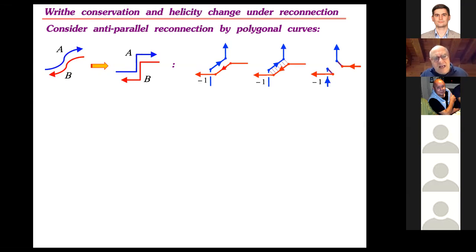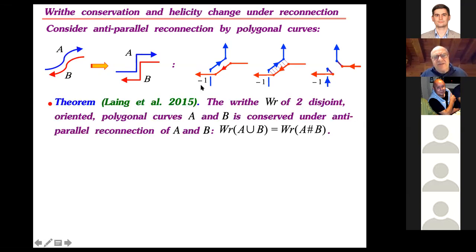So the local writhe helicity, the writhe during reconnection, remains conserved under anti-parallel reconnection. And this is the statement of the theorem that De Witt Sumners will discuss. The writhe of the strands before reconnection is unchanged, remains conserved, and is equal to the writhe after reconnection.